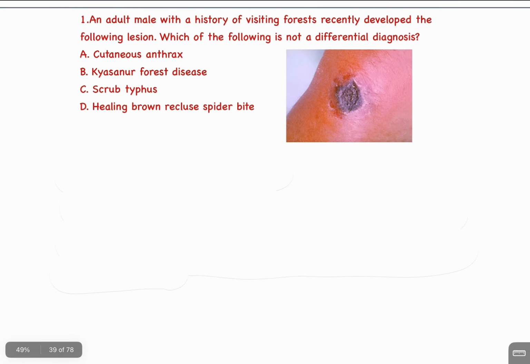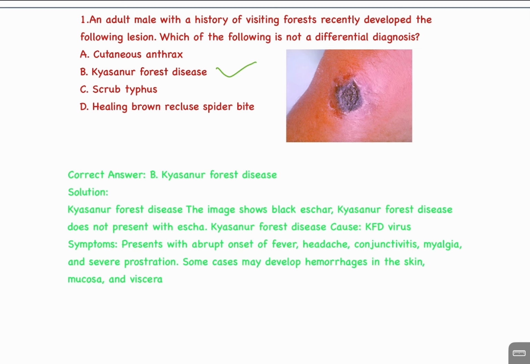हेलो स्टूडेंट्स, first question: An adult male with a history of visiting forests recently developed the following lesion. Which of the following is not a differential diagnosis? A. Cutaneous anthrax, B. Kyasanur forest disease, C. Scrub typhus, D. Healing brown recluse spider bite. इसका आंसर है B, Kyasanur forest disease.